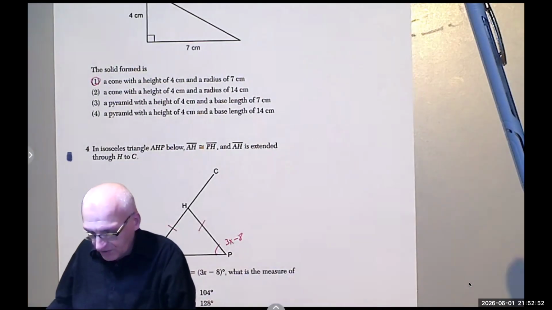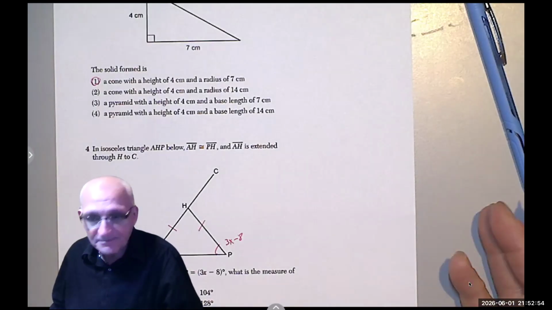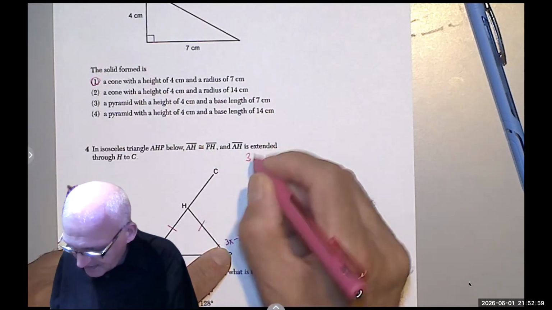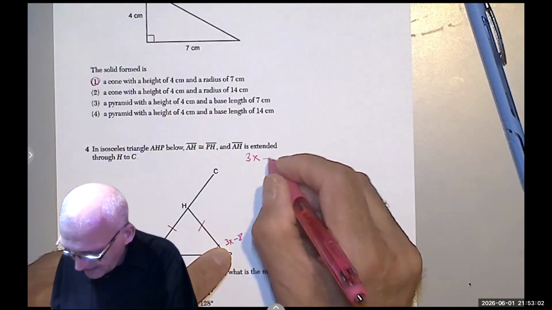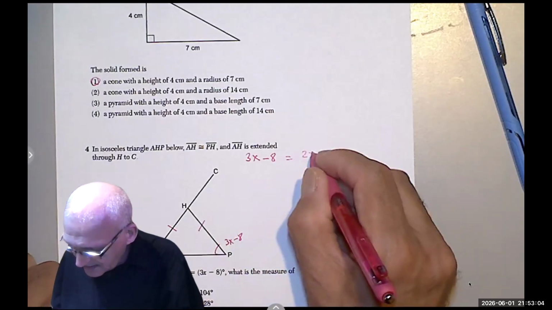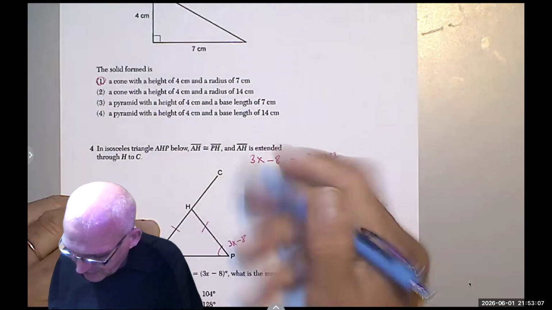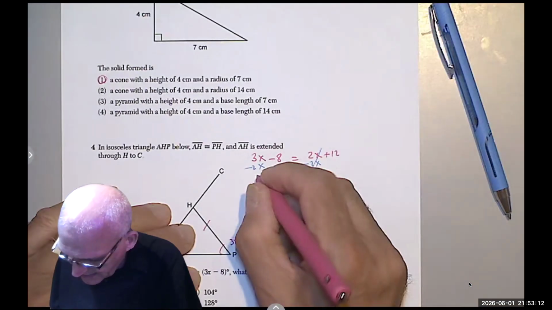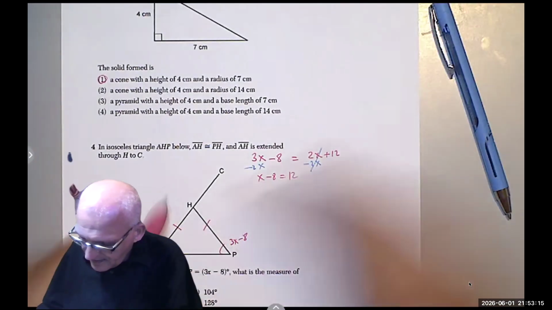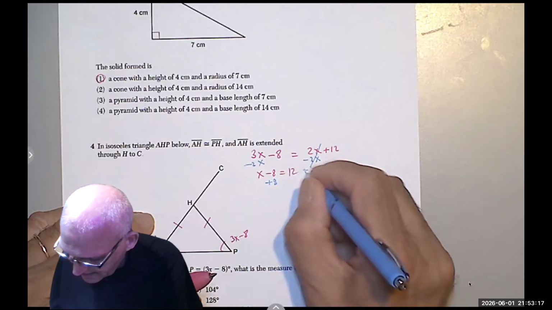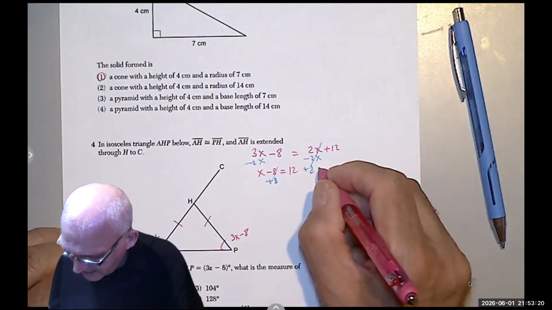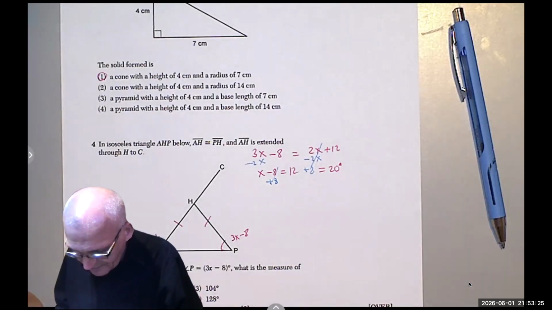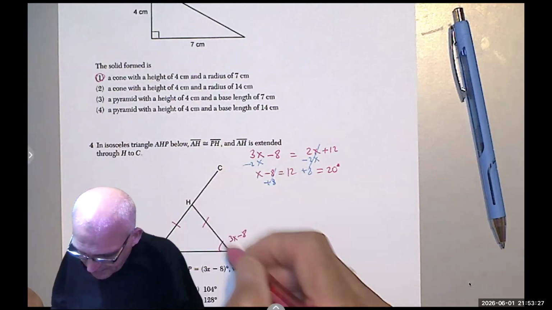So before we continue, we can find the value of x, right? So I'm going to write this one first. We'll have 3x minus 8 equals 2x plus 12. I'm going to subtract 2x from both sides, so I get x minus 8 equals 12. Then I'm going to add 8 to both sides, so I get x equals 20 degrees. Okay, so what is the question? What is the measure of angle CHP?